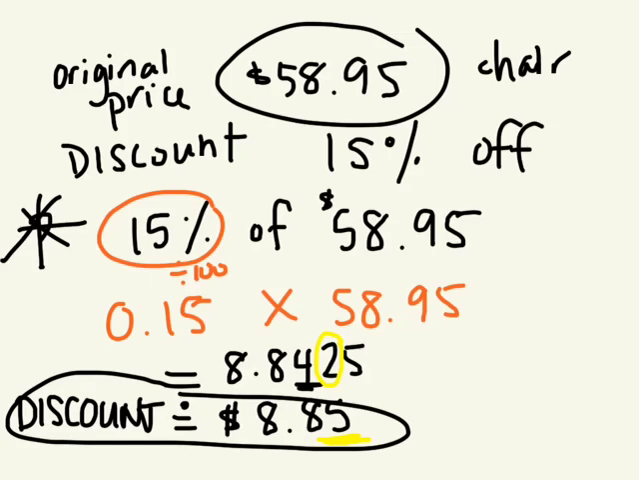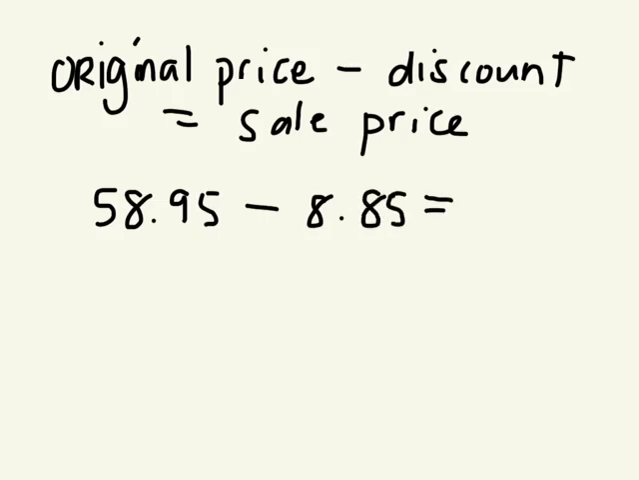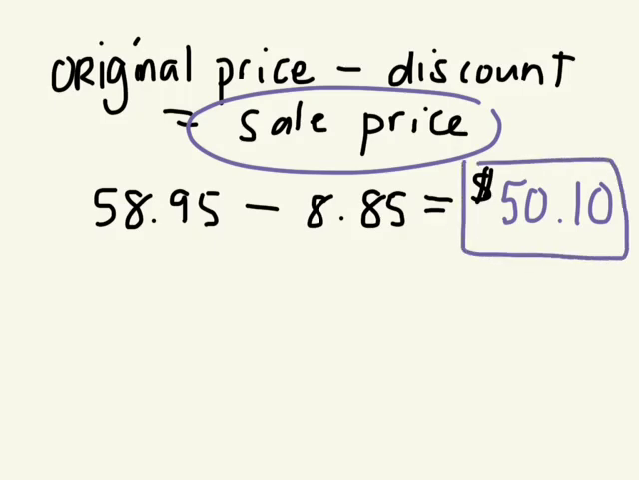So we need to calculate the sale price. We are taking the original price, which was what? $58.95. We're subtracting the discount, which is $8.85. By subtracting, right, a discount is a savings. They're taking money off. We will find our sale price. So what is it? $50.10.